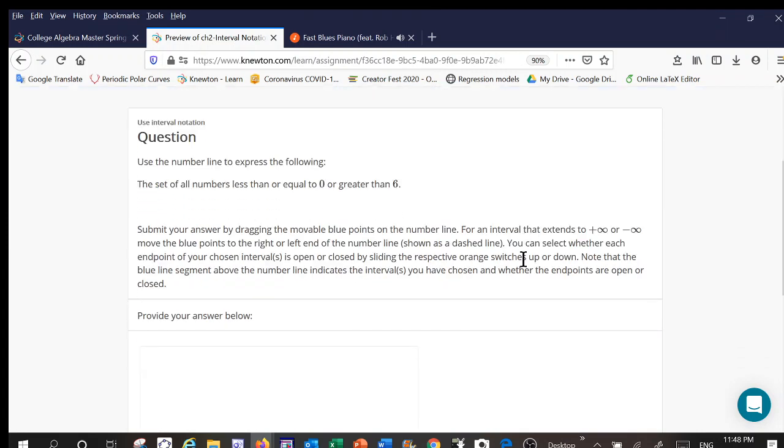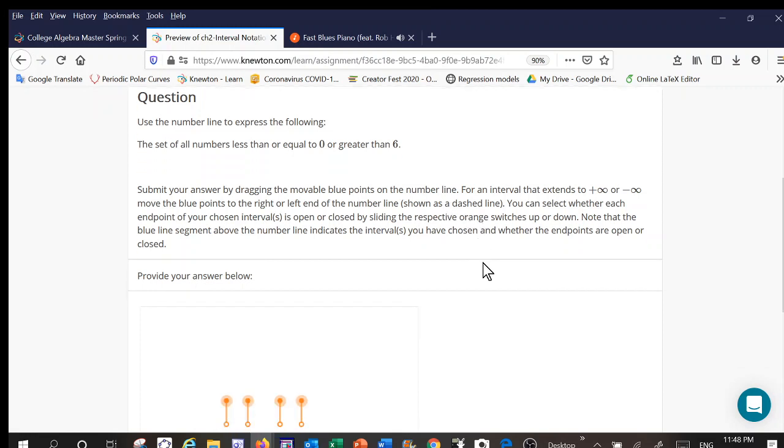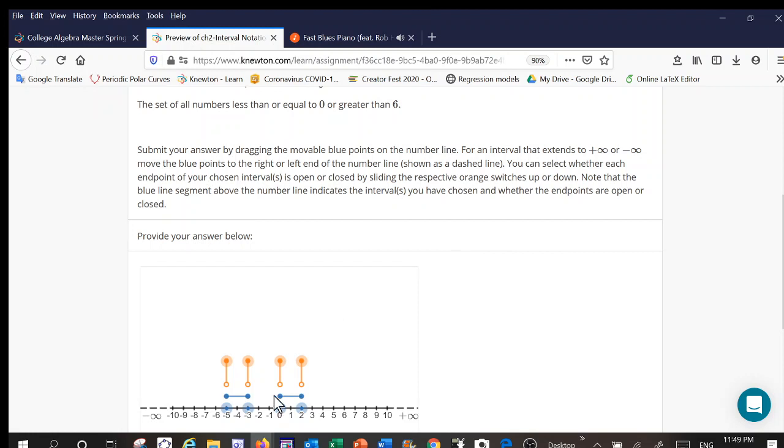So it says, use the number line to express the following. The set of all numbers less than or equal to 0 or greater than 6. So it has to be less than or equal to 0 or greater than 6. How do we do that? Well, less than or equal to 0 means that it has to go to negative infinity. This has to be less than or equal to 0, which has to be here.